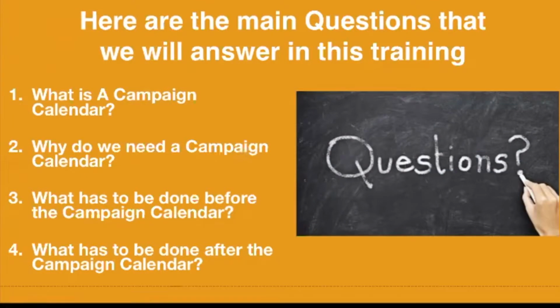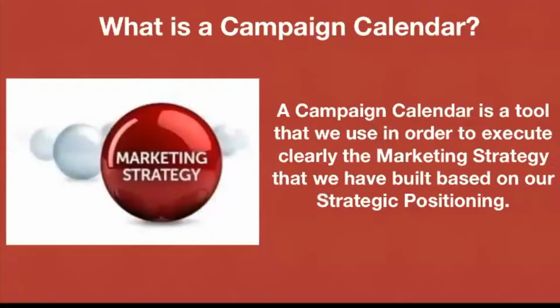Obviously there are things that need to be done before, and we're not going to go over all of them. We're just going to name them. And there are things that need to be done after. That's why we'll have more trainings on the things that need to be done before and after. But today we're going to go through what a campaign calendar is.